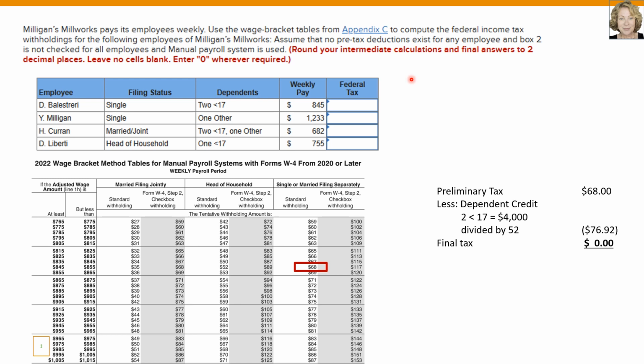The second question is very similar to the first one. D. Bellistreri has a slightly lower weekly pay than in question 1, and the final tax after dependent deductions is still 0.